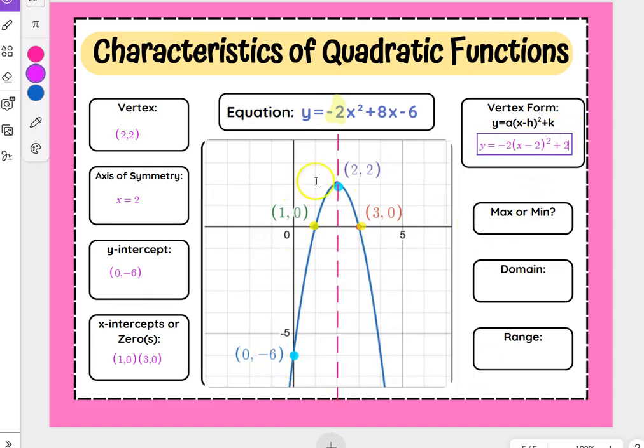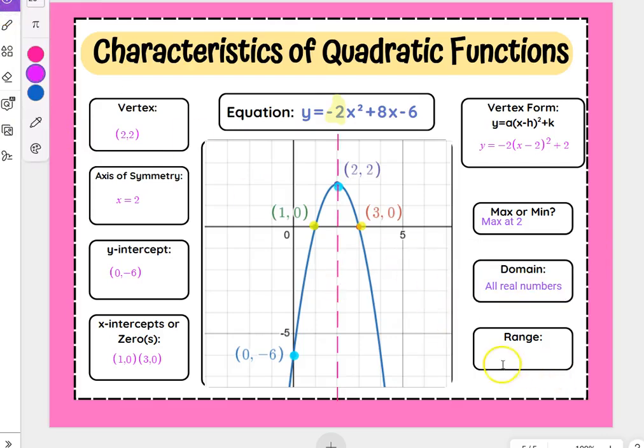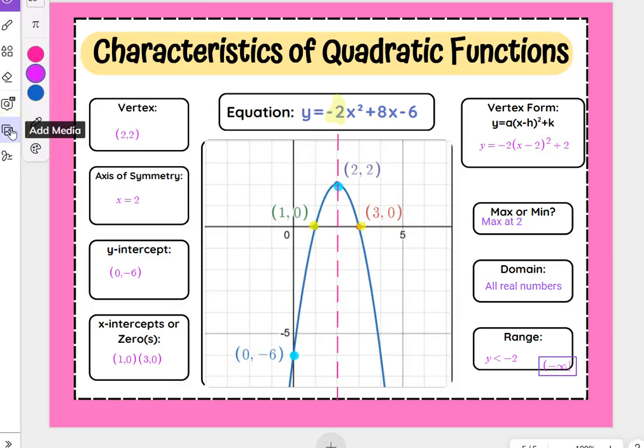This one has a mountaintop, so it's got a maximum. It's going to have a maximum at 2. So a max at 2, our domain is all real numbers. And last but not least is our range. So range is going to be everything from -infinity, or the bottom, all the way up to 2. So y is going to be less than or equal to 2, or we can write it from -infinity up to 2. Either one is correct.